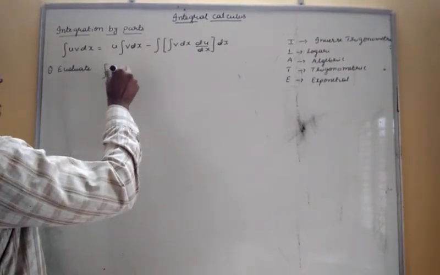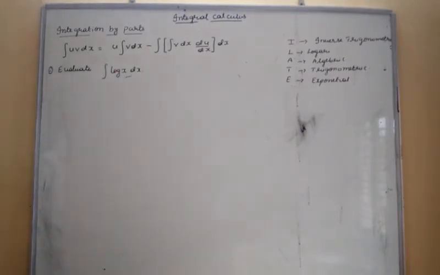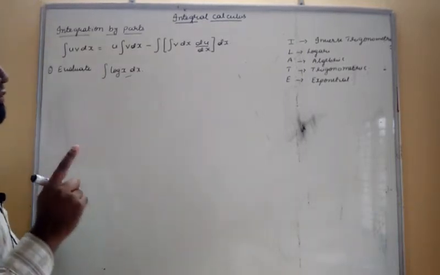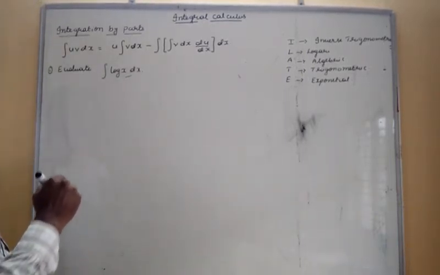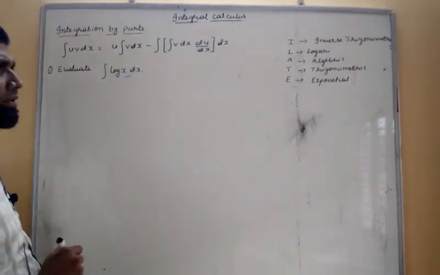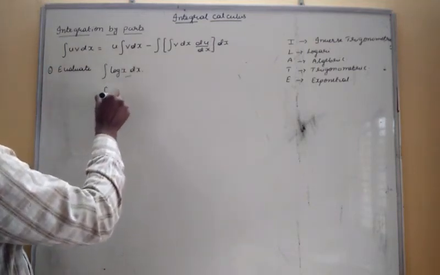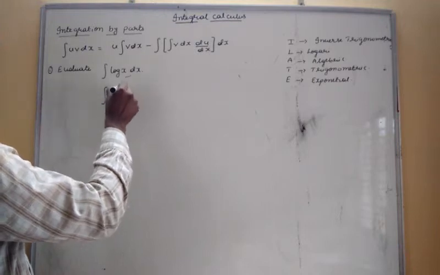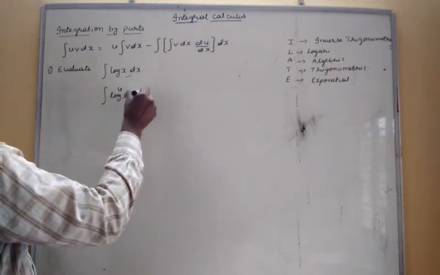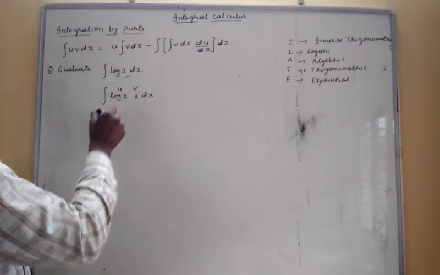Integration of log x. Here only one function is given, but we have to do it by integration by parts. We have to assume that 1 is there. So u should be taken as the first function. By seeing ILATE, we have to give preference to logarithmic. So we consider log x as u, and here nothing is there, so we assume 1. Then this should be considered as v. And apply the formula here.